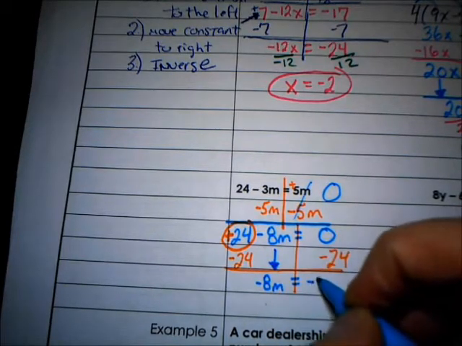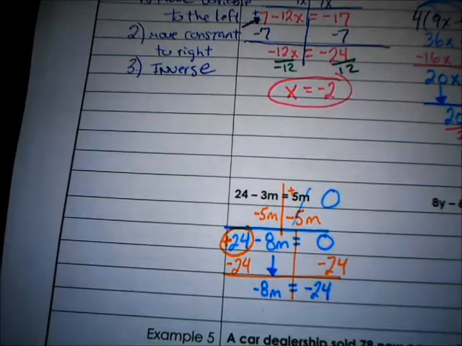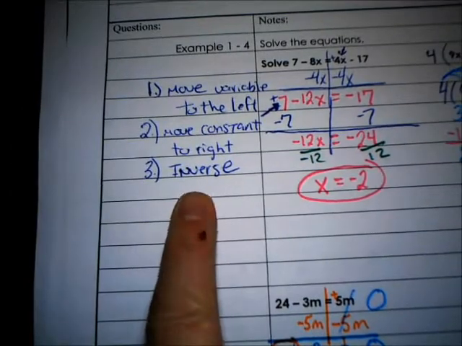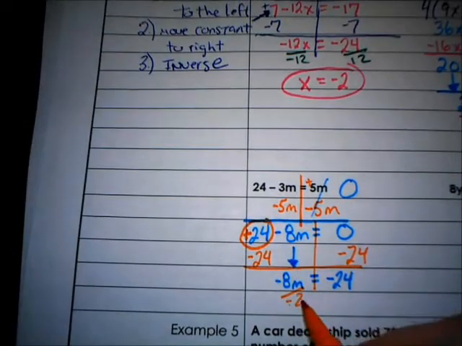Last step is to do the inverse. Inverse operation is going to be dividing by negative 8. That means m is equal to 3.